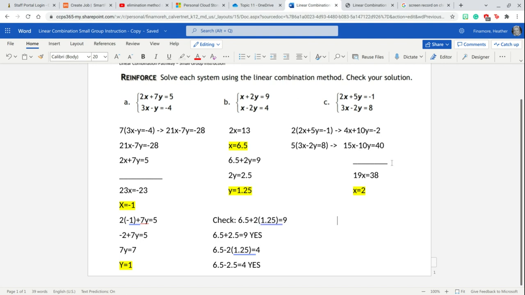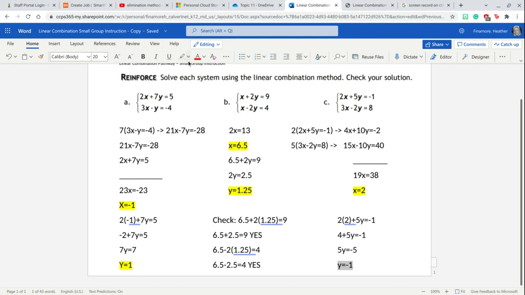So remember, once you use this method to solve for one of your variables, and again, I like this better than substitution because it's less writing, you can plug this 2 into either of the equations. So I'll just do the first one, 2 times 2, plugging it in for x, plus 5y equals negative 1, and then we're just simplifying. So 4 plus 5y equals negative 1, subtract 4 from both sides, so we get 5y equals negative 5, and then divide both sides by 5, and you get y equals negative 1.